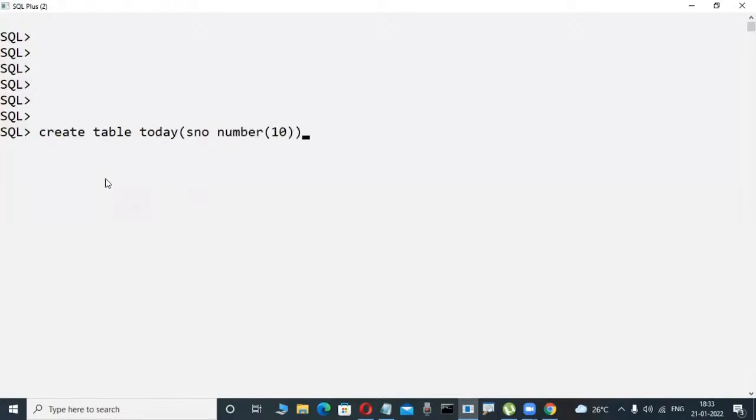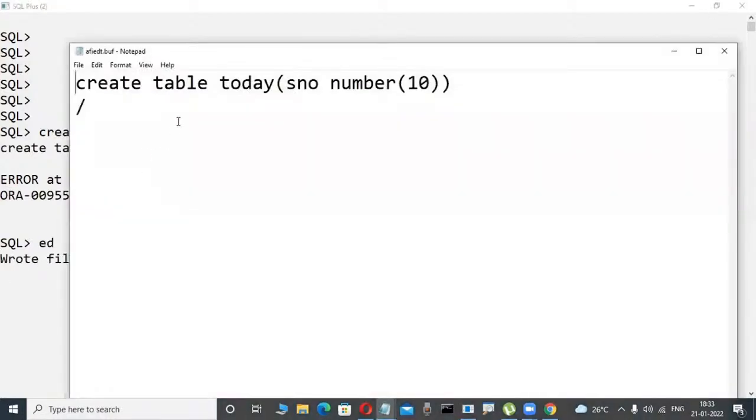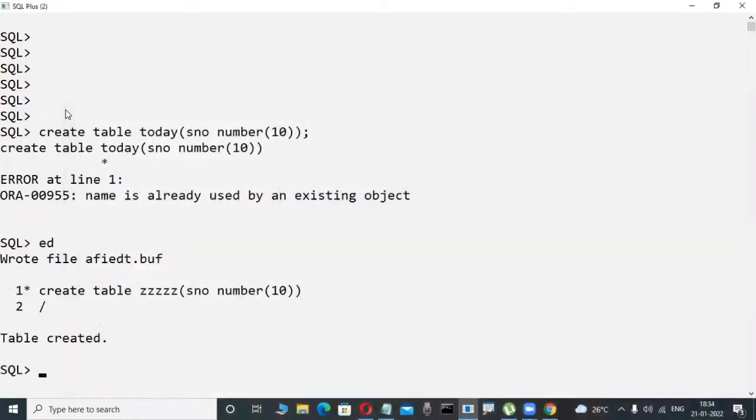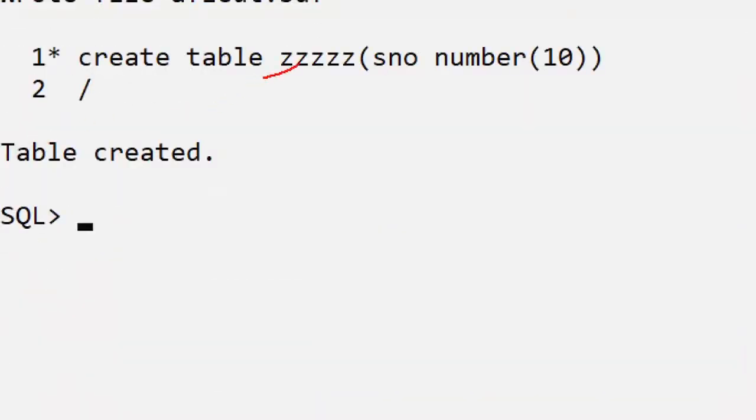Slowly observe it here. Yes, concentrate here. Suppose Z is a table. Observe it here, Z is a table. For example, I am creating it. Okay, this table is created. Z is the name I am giving.